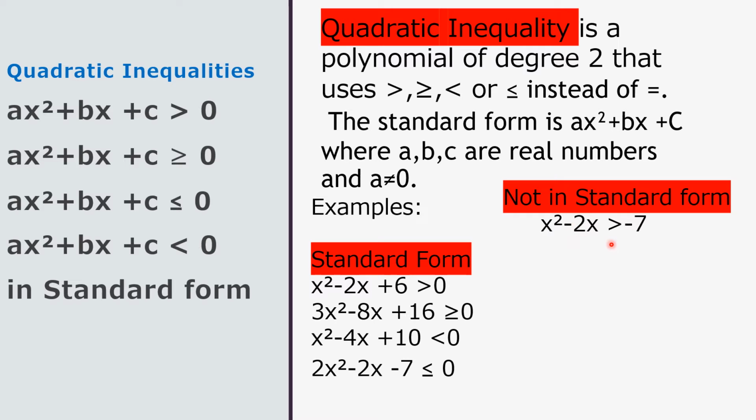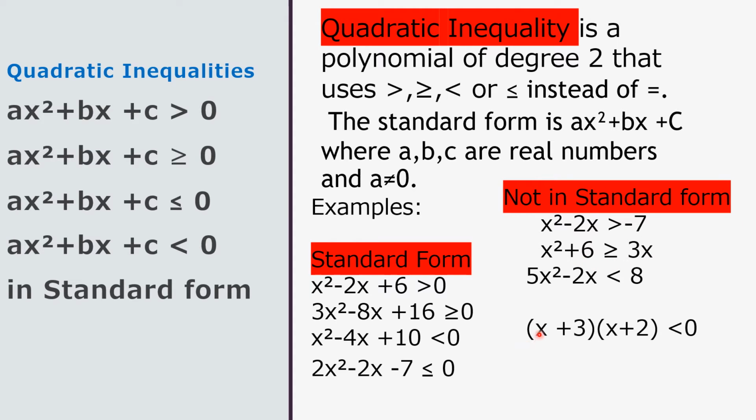x squared minus 2x greater than negative 7. And this negative 7 should be on the left side. x squared plus 6 greater than or equal to 3x. 5x squared minus 2x less than 8. So we need to move this one on here, same with 3x on the other side.